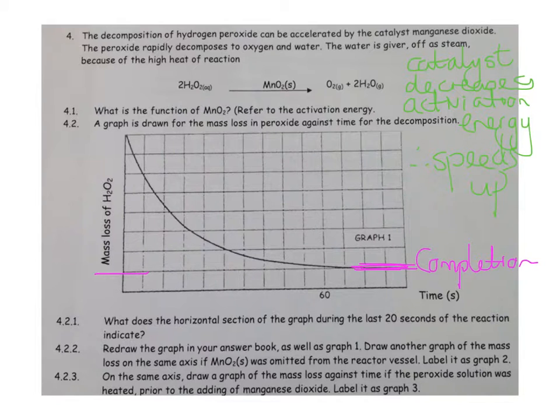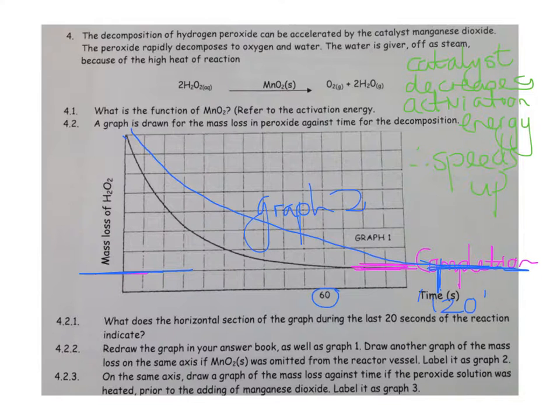It asks you to redraw the graph in your answer book with graph 1 on it, and then draw another graph of the mass loss on the same axis if manganese dioxide was omitted. If that happened, it would take much longer for completion to be reached. So we'd start in the same place, but we would end much, much later. So the big thing to show is that you reach that same point of completion. In other words, the same mass loss here on the graph but it takes much longer. So let's say this was 60, this would be, for argument's sake, 120 seconds.